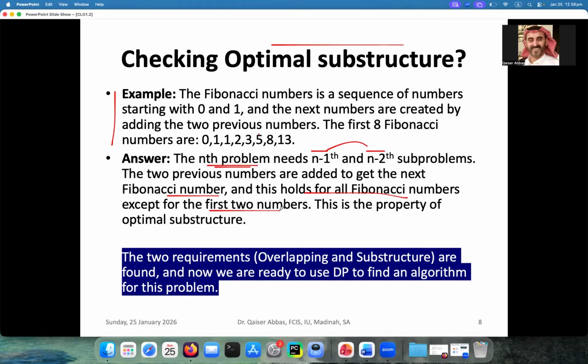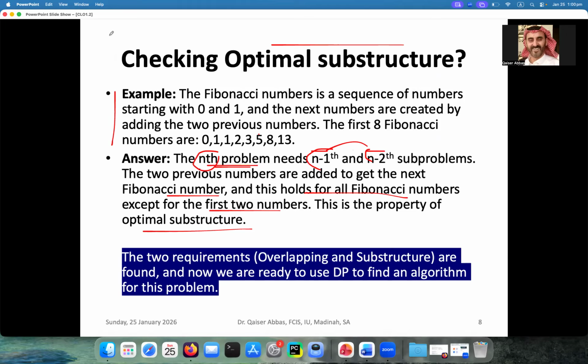In other words, if I say I can get the number n through n minus 1 and n minus 2 subproblems, and it is true for all the numbers except the first two. What does it mean? It means that I can divide the nth number into the previous two numbers, or I can get it from the previous two numbers, which means the problem is divided into subproblems. Generally, how can you say that? It means that the problem is divided into subproblems. And this is the property of optimal substructure.